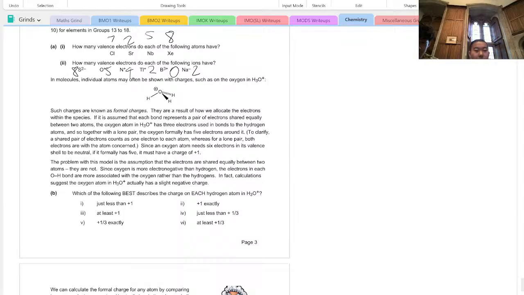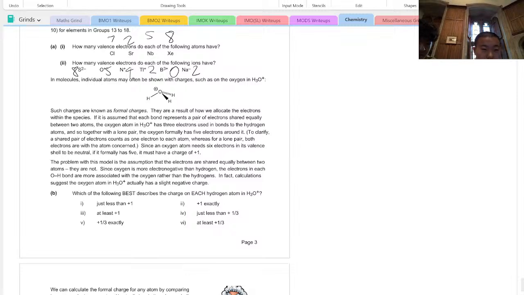To clarify, a shared pair of electrons counts as 1 electron to each atom, whereas for a lone pair, both electrons are with the atom concerned. Since an oxygen atom needs 6 electrons in its valence shell to be neutral, if it formally has 5, it must have a charge of +1.